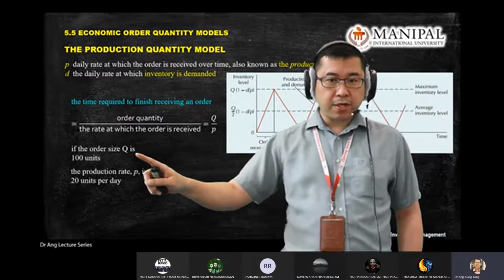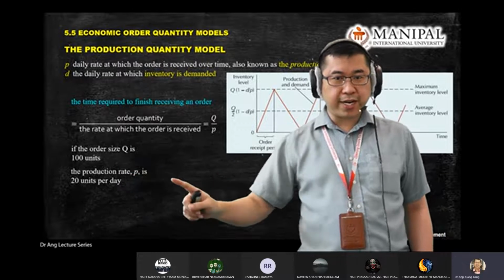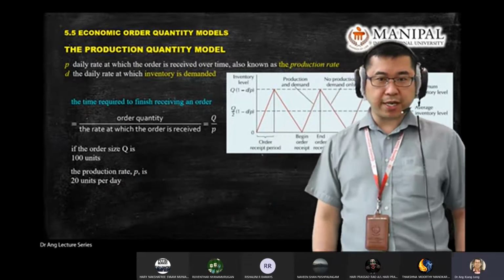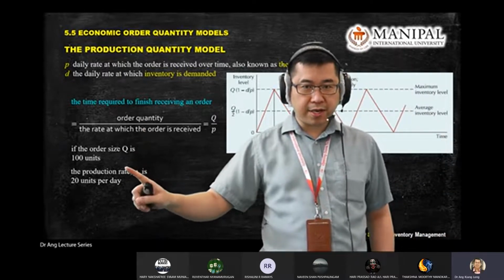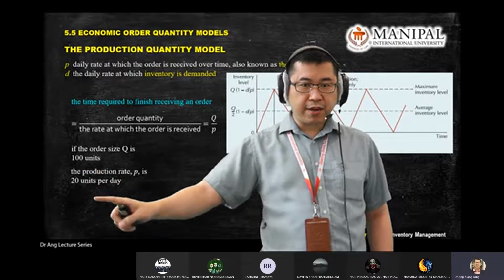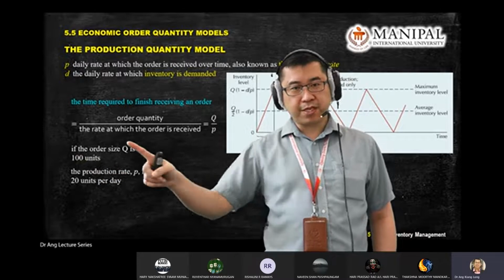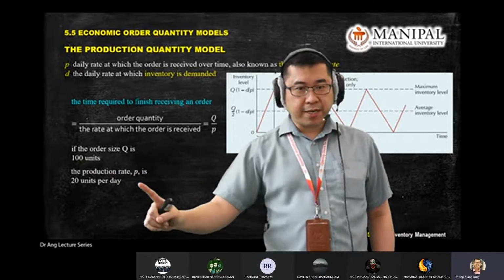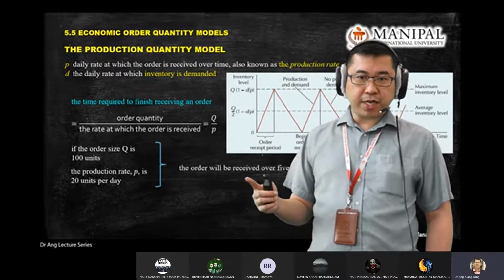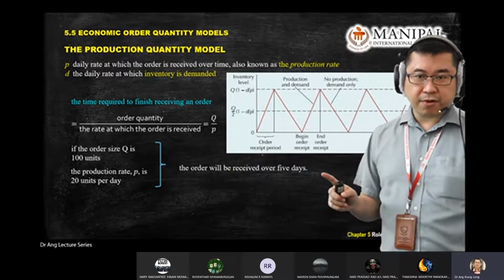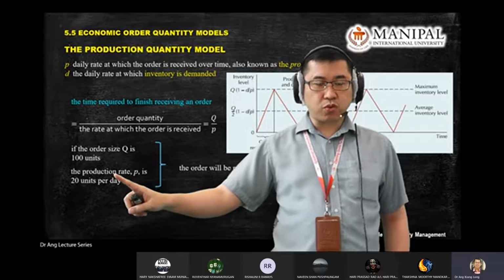So for example, your order size is 100 units. Your production rate, P, is 20 units per day. So the time of receiving an order, you need 5 days, because your customer or your purchaser purchases 100 units, but in your factory you can only produce 20 units per day. So the order will be received over 5 days. It just means that you need 5 days to meet the order.